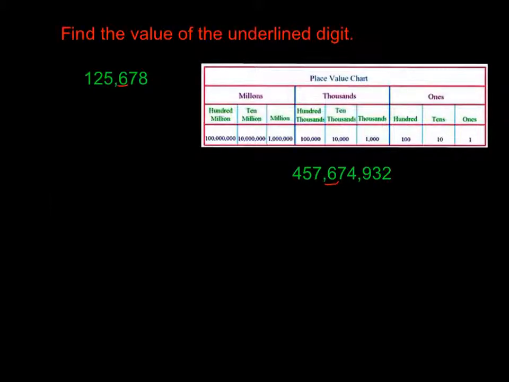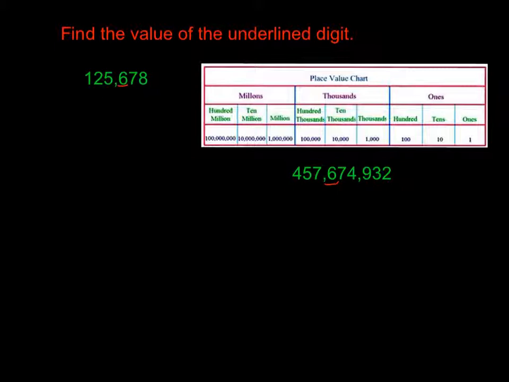Now, the next thing we're going to do is find the value of the underlined digits here. If you notice here, once again, we have our place value chart. So we have our ones column, our tens column, and our hundreds column. And these are within the ones period. Then we move over and we have our thousands, our 10,000s, and our 100,000s, which fall under the thousands period. And then we have our millions, 10 millions, and 100 millions, which fall under our millions period.